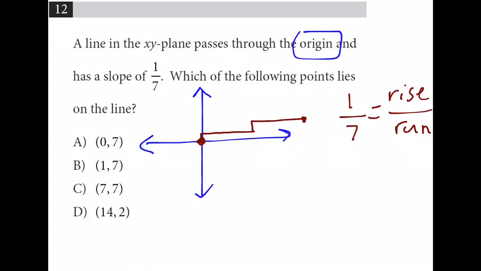Rise 1 and run 7. Drawing may not be to scale. But let's look at our answer choices. 0, 7 is definitely not going to be correct because the line passes through the origin. So when the x-coordinate was 0, the y-coordinate would be 0. B would represent if I ran 1 and rose 7. That would be somewhere up here, which is not one of these points. 7, 7 would be if I had a slope of 1 over 1, up 1 over 1, up 1, somewhere over here. 14, 2 is probably this point right here. That's your best answer choice.